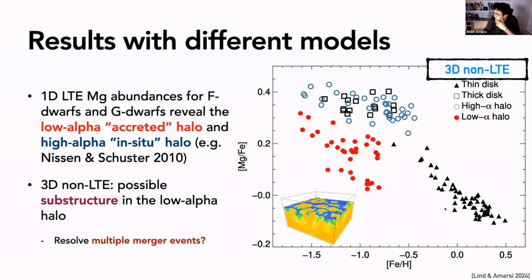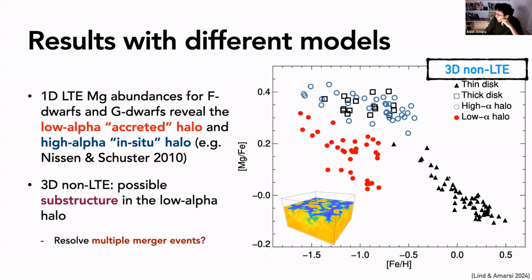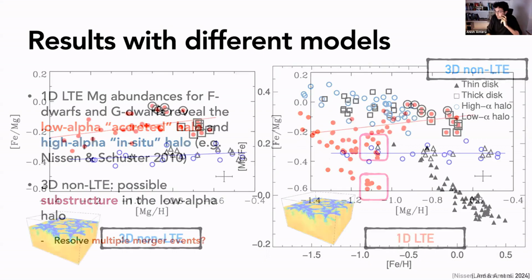Several interesting things happen to the scatter and the gradients, but today I just want to focus on this separation. What it looks like is that the low alpha component is separating into substructures. These squares maybe illustrate that here. And that could be interpreted as reflecting multiple merger events and not just a single massive one. And indeed, if we look here, we have it again.